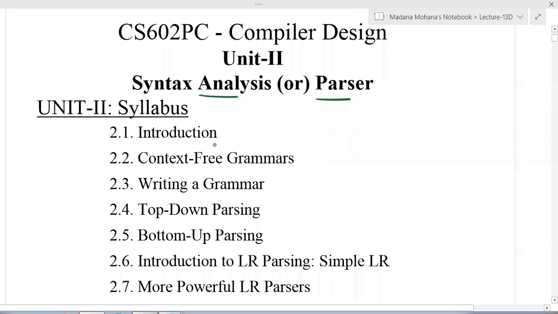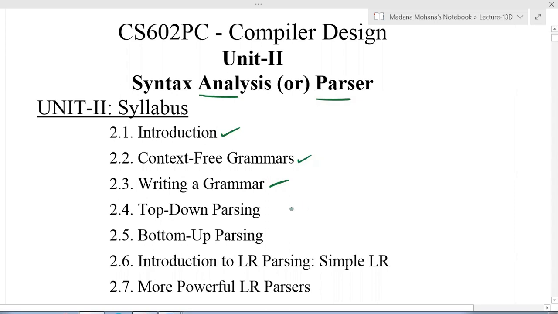In syntax analysis or parser, we are going to cover the following topics. First, we will see the introduction to syntax analysis or parser, then context-free grammars, the same as in formal language and automata theory. In the parser, context-free grammars are used, just as in lexical analysis or scanner, finite automata and regular expressions are used. Then writing a grammar, eliminating ambiguity and removing some other factors.